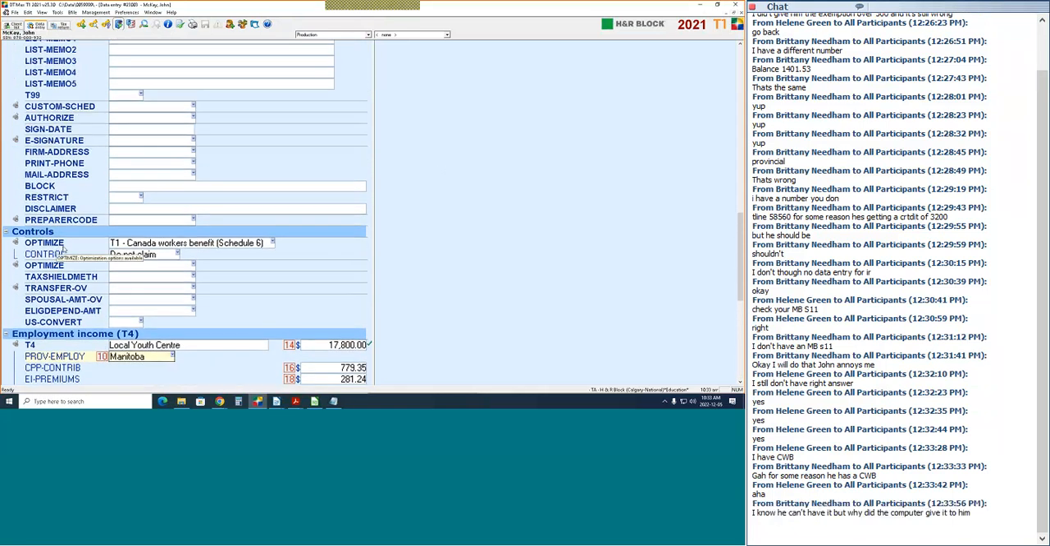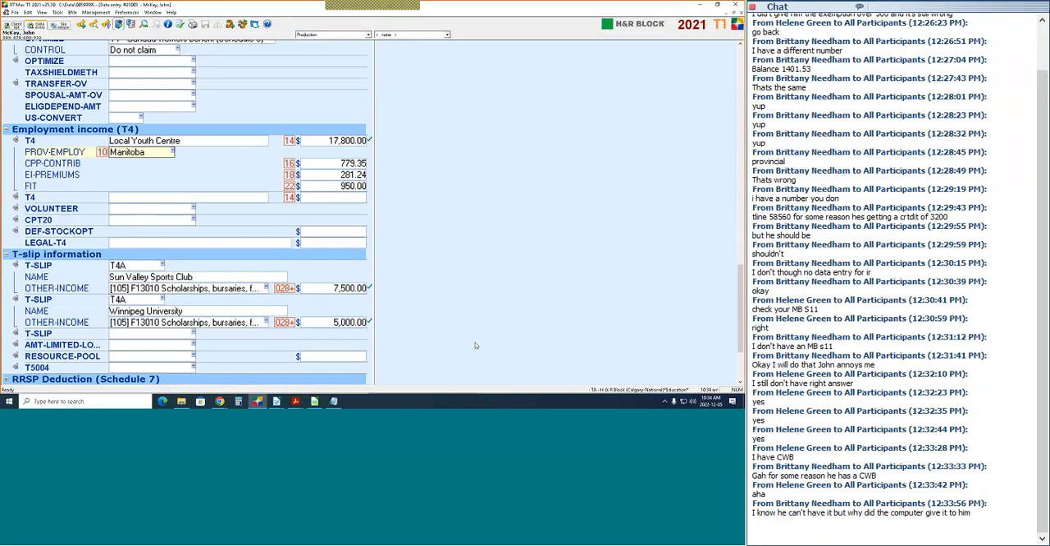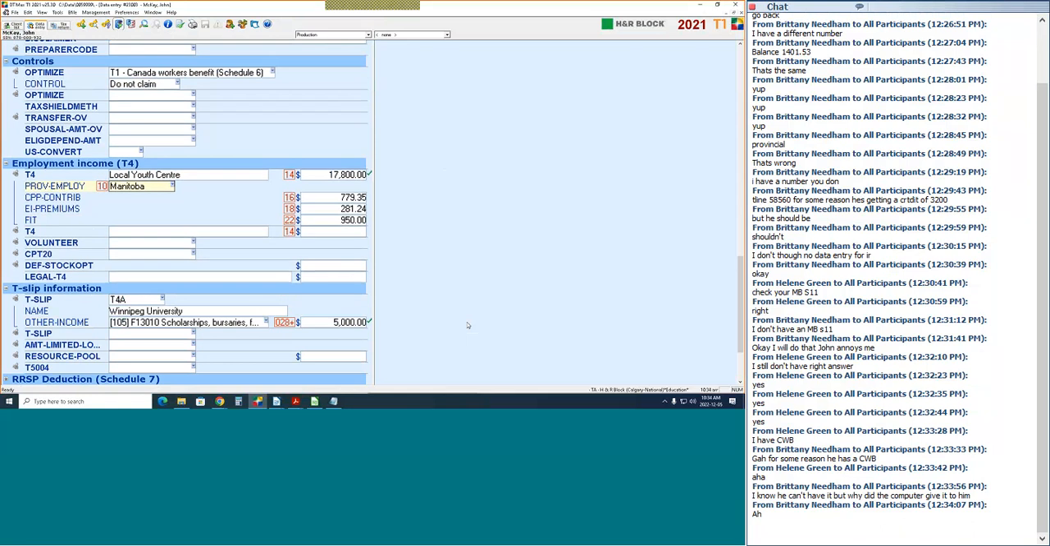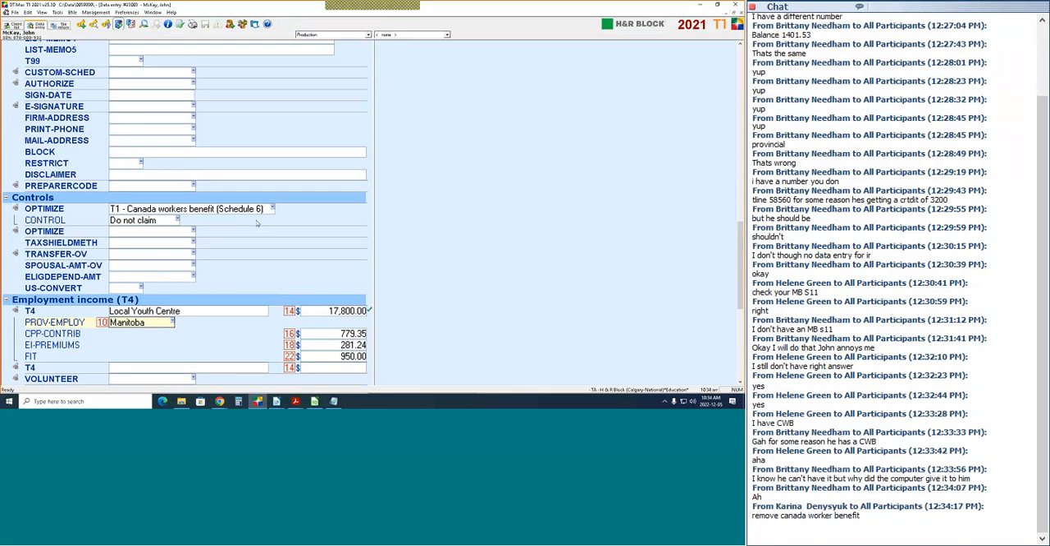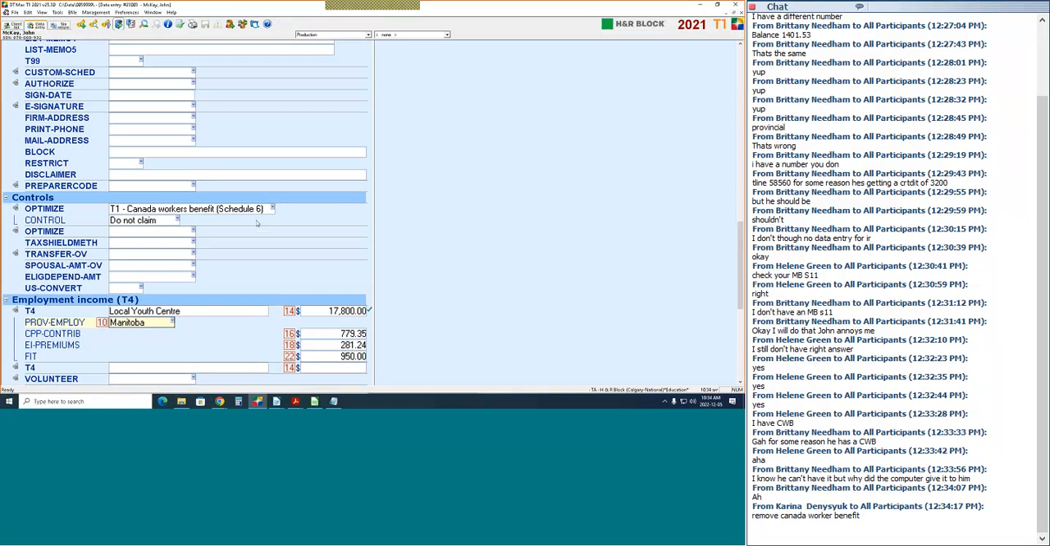So what did we have to do? The computer gives it to him because it doesn't know that he was a student, because we didn't tell the computer he was a student the way we normally do, which is by putting in a T2202. If the computer doesn't know he's a student, we have to tell it that he's a student by overriding our Canada Workers Benefit. Like I said, this one is tricky. So if you remove the Canada Workers Benefit, hopefully you will have the right answer.